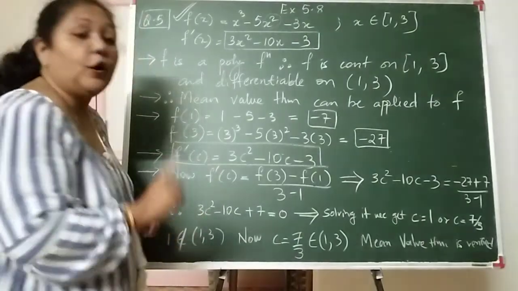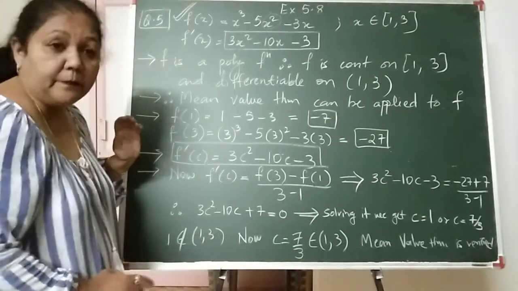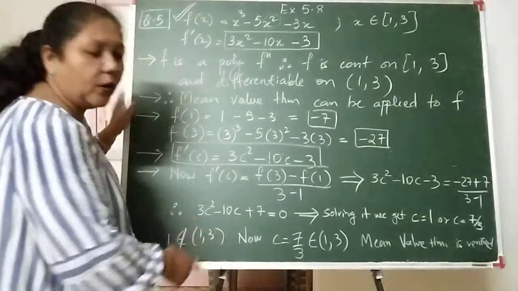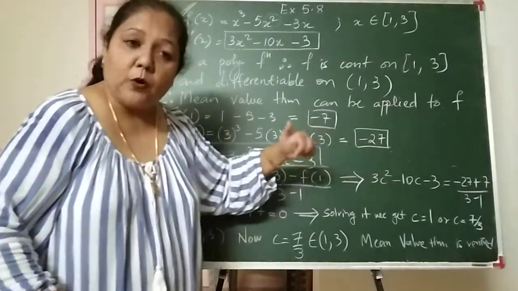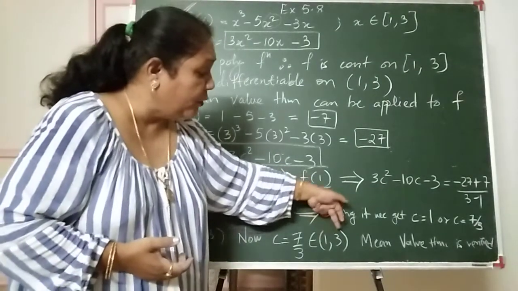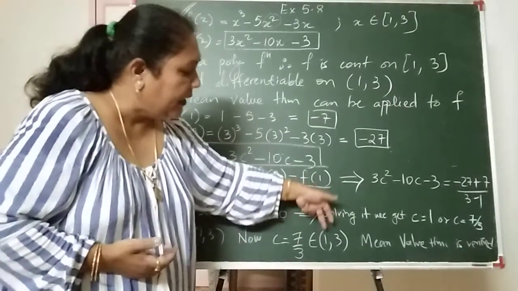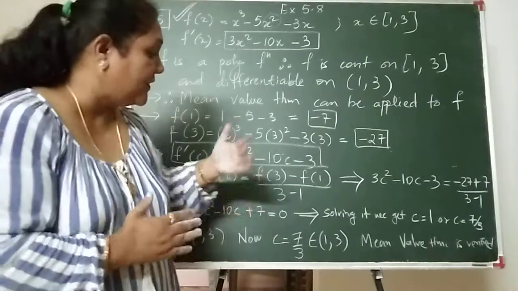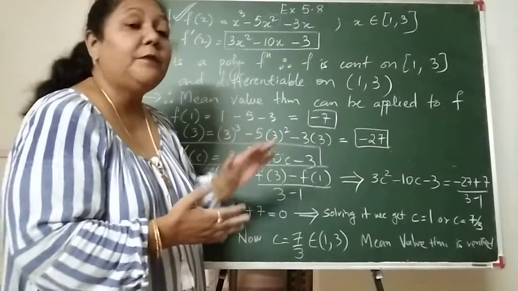It must belong to the open interval. So here 1 does not belong to the open interval 1 comma 3. Open interval means 1 is not included inside. Okay, so 1 does not belong to this, that is, 1 will not satisfy the mean value theorem. So now we go to the second value, 7 upon 3. 7 upon 3 will be something like 2 point something. 2 point something, that means it is going to lie between 1 and 3. So the value c is equal to 7 upon 3 belongs to the interval 1 comma 3. So for c is equal to 7 upon 3, the mean value theorem is verified. So we verified the mean value theorem.